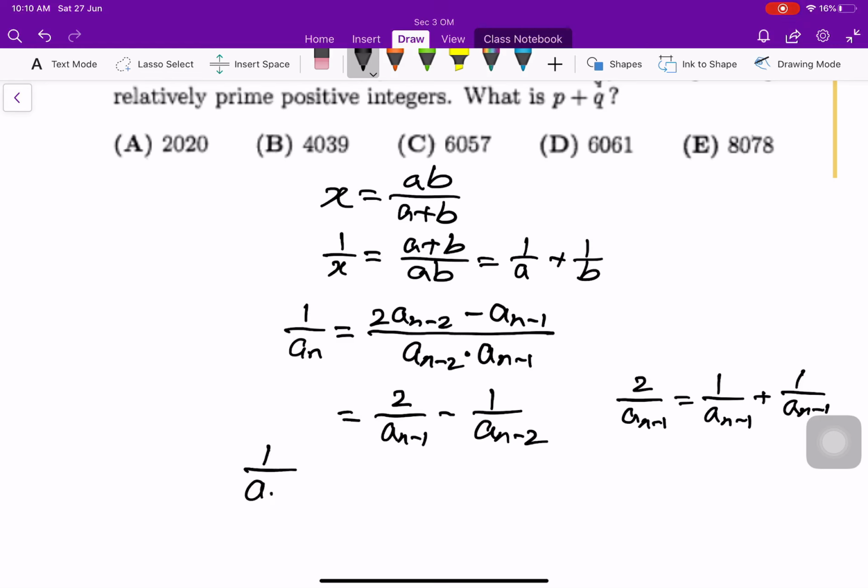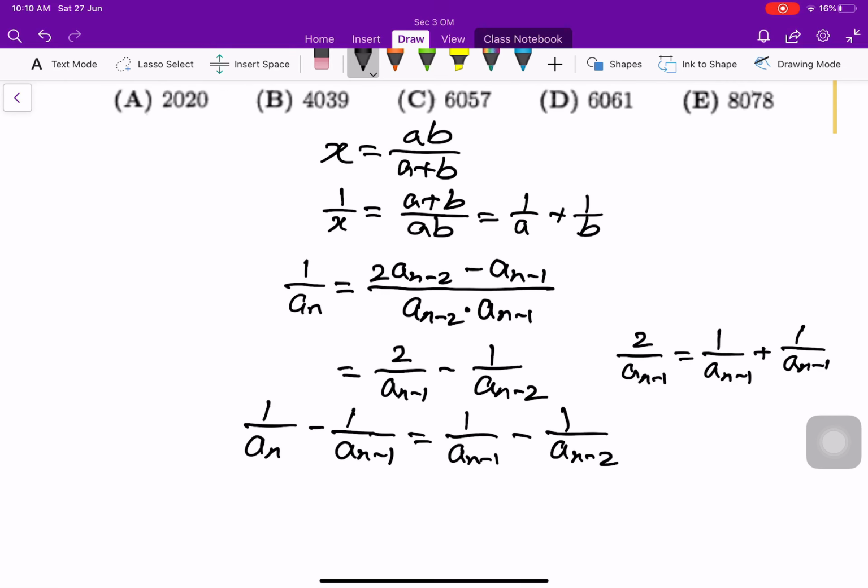Therefore, in this case, can you see that 1 over An minus 1, and then this side here becomes 1 over An minus 1 minus 1 over An minus 2. Therefore, what does it mean? That means in this case, can you see that the difference of these two terms is the same as the difference of these two terms? That means it is actually an AP sequence.